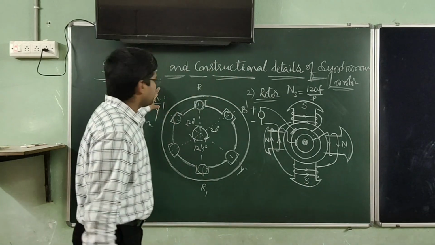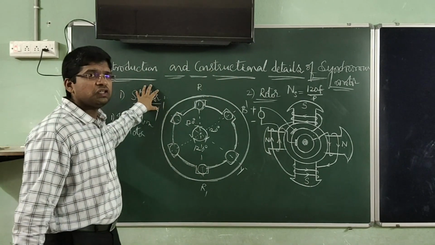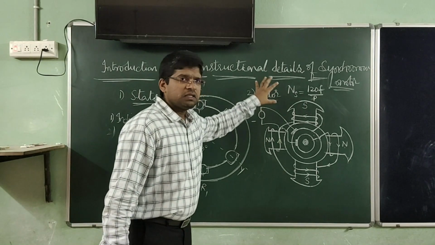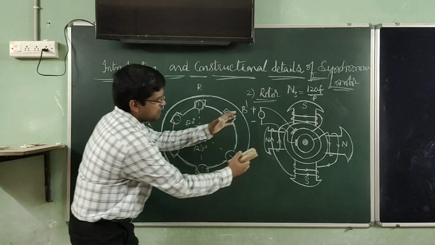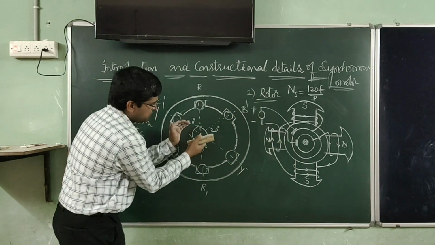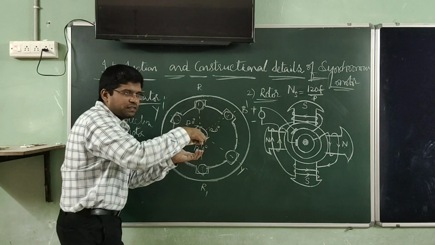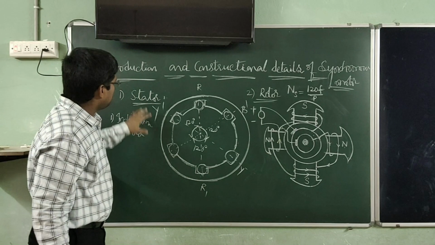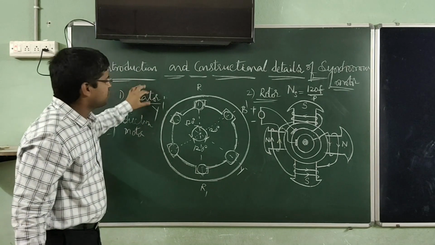Now here, the stator is the stationary part of the synchronous machine. The rotor is the rotating part of the synchronous machine. This rotor assembly is kept inside the stator, and the entire rotor assembly is mounted on a shaft. Now I would like to explain the stator.